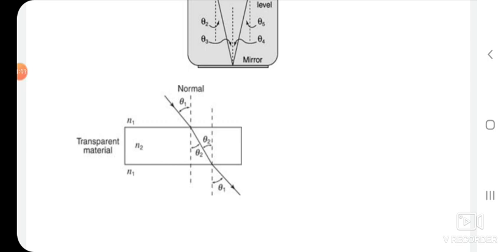When leaving the glass block, the ray will bend away from the block, away from the normal, so that the measuring angles in the air on each side of the block are the same. That's why theta 1 on both sides of the transparent material, on both sides of the block, is the same.